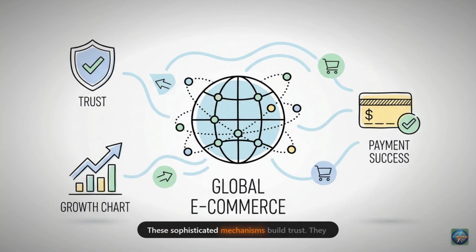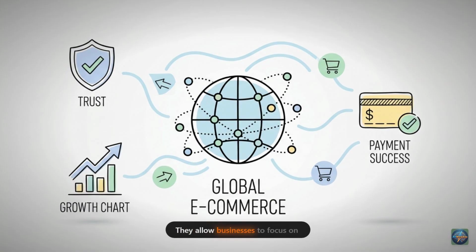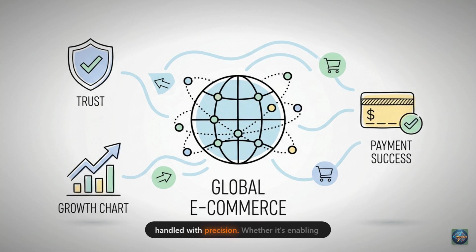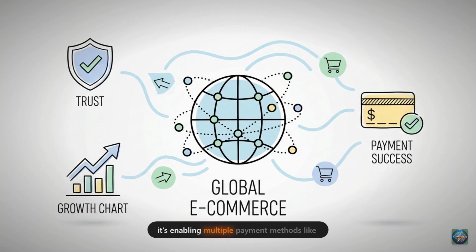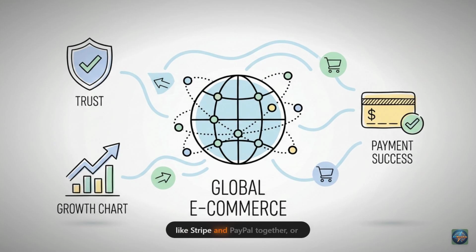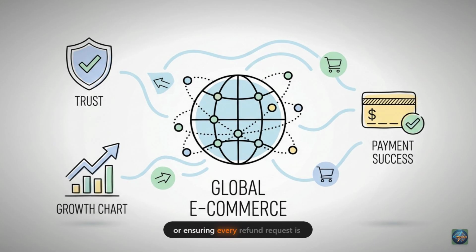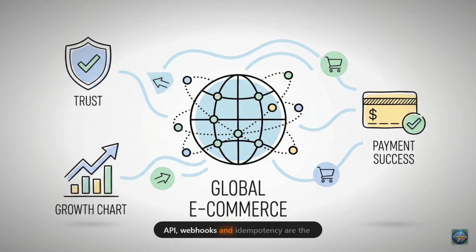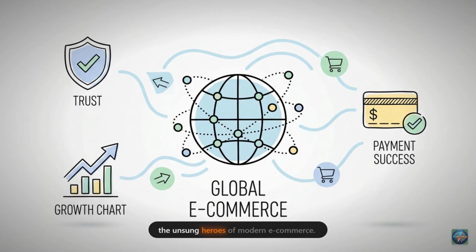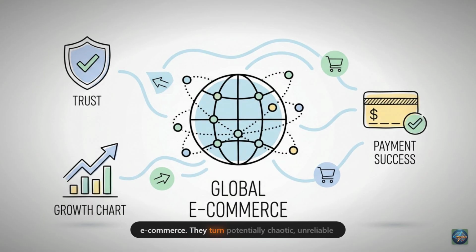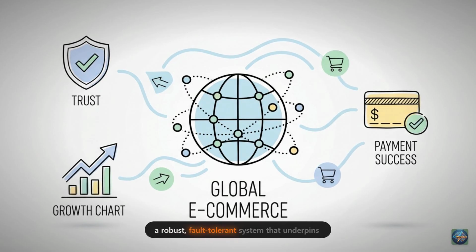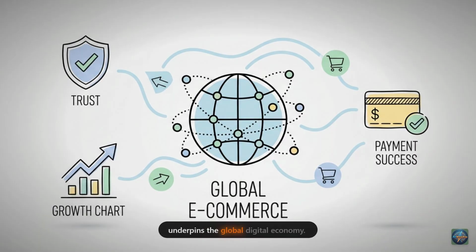These sophisticated mechanisms build trust. They allow businesses to focus on their core product, knowing the complex financial backend is handled with precision. Whether it's enabling multiple payment methods like Stripe and PayPal together, or ensuring every refund request is handled correctly through an API, webhooks and idempotency are the unsung heroes of modern e-commerce. They turn potentially chaotic, unreliable online interactions into a robust, fault-tolerant system that underpins the global digital economy.